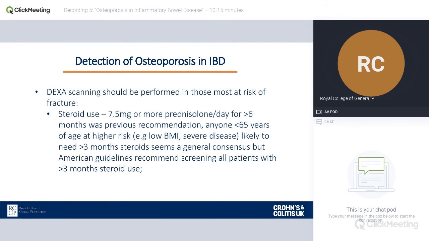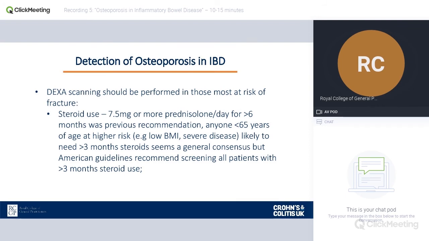When we look at those that are most at risk, we're thinking about the patients we've already mentioned, those that are on steroids. So anyone that's on 7.5 milligrams of prednisolone a day. Previously it was for more than 6 months, but the recommendation really recently is anyone that's been using steroids for more than 3 months is deemed at higher risk and should be undergoing a DEXA scan.